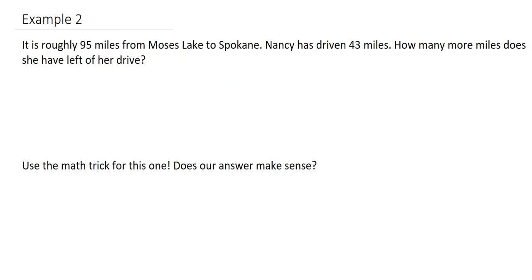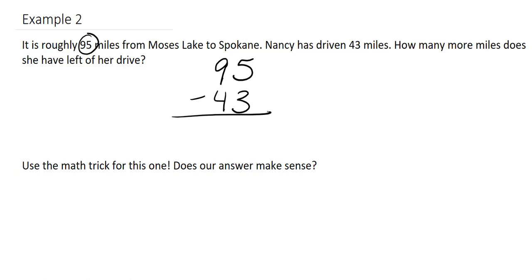Example 2. It is roughly 95 miles from Moses Lake to Spokane. Nancy has driven 43 miles. How many more miles does she have left of her drive? So for this problem, to set it up, we're going to line up the place values. We're going to put the larger number on the top. So we have 95 minus 43.